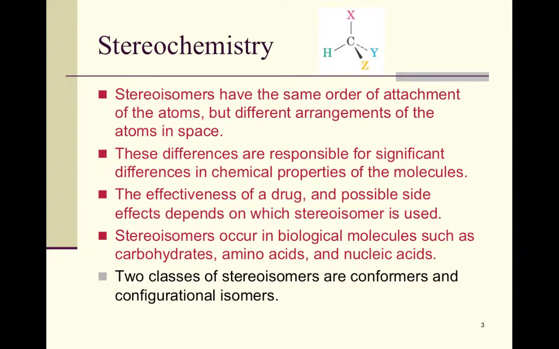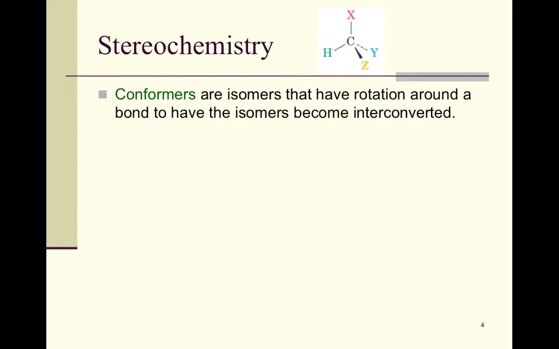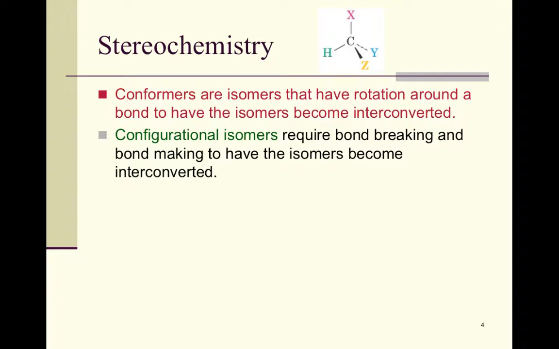Two classes of stereoisomers are conformers and configurational isomers. Conformers are not the same as stereoisomers. Conformers are basically where we take rotation around a single bond and look at the molecule from different viewpoints and different angles. Configurational isomers require bond breaking and bond making to have isomers become interconverted.